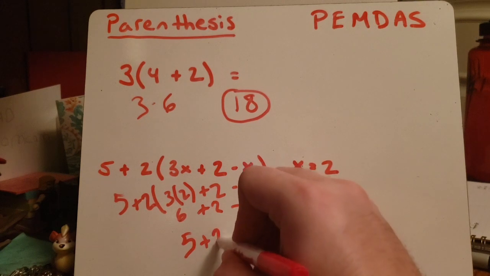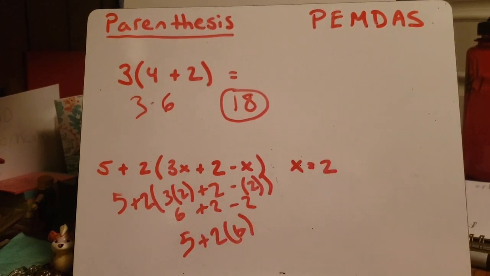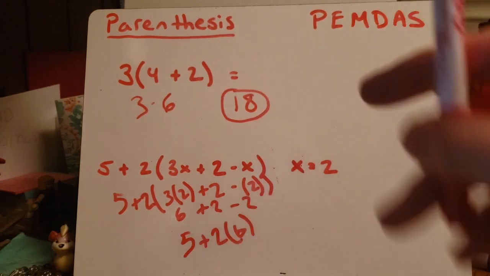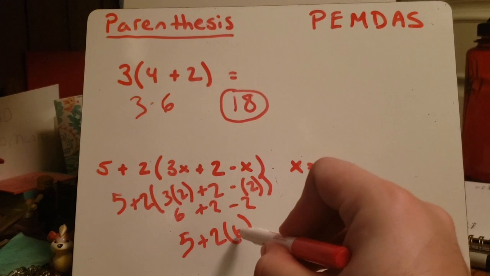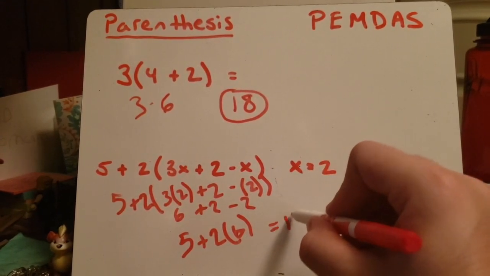So we have 5 plus 2 times 6, because that's what's left from the parentheses. And now if we keep following order of operations, we're going to multiply first. So 2 times 6 is 12. 5 plus 12 is 17.